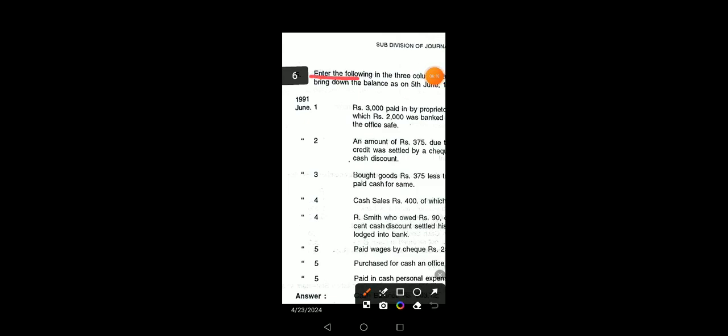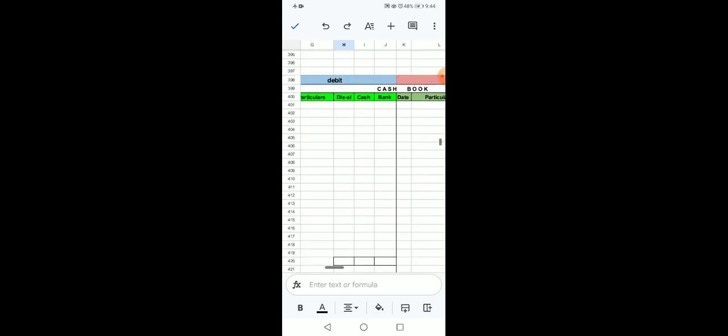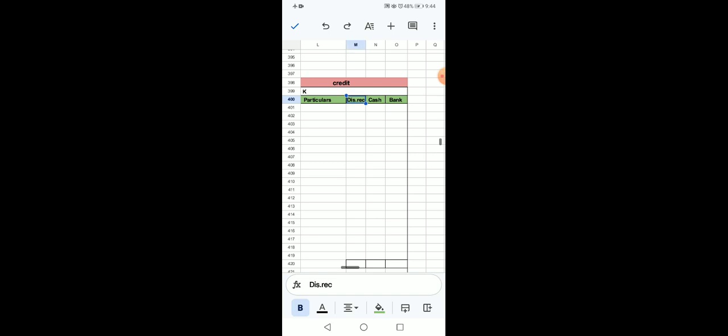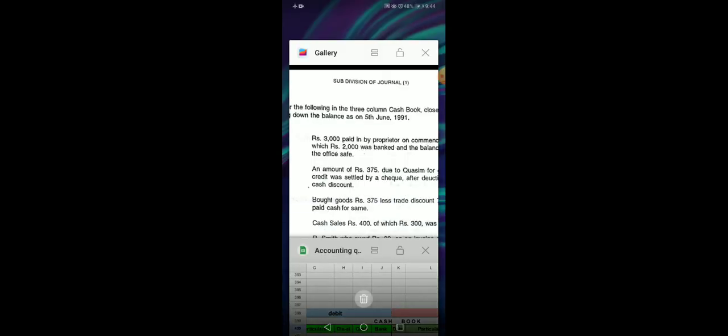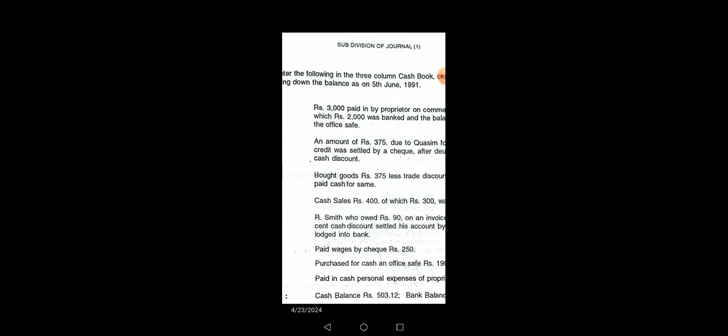What he is saying: enter in a 3-column cash book. So we are associated with the 3-column cash book. What does that mean? In this cash book we have 3 columns: discount, cash and bank on the debit side, and discount, cash and bank on the credit side. That is why it is called a triple column cash book. In simple meaning, the 3-column cash book is our target, so all 3 elements, discount, cash and bank, will be involved in it.